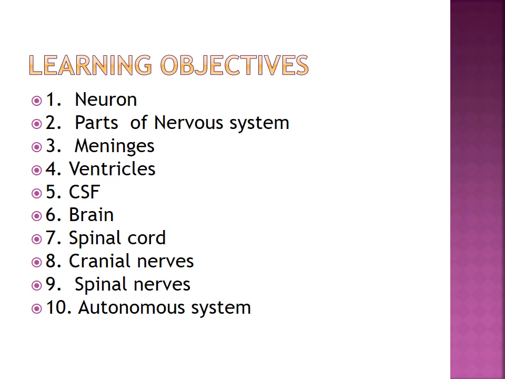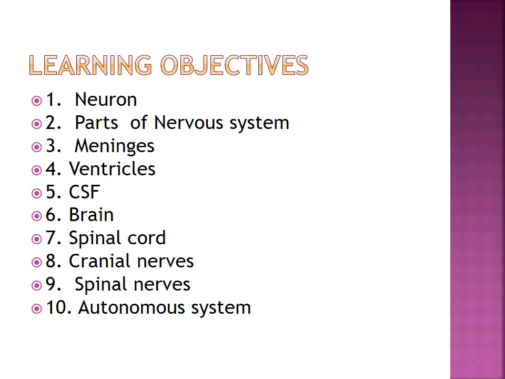First, the basic structure of the nervous system is the neuron. So all the things related to neuron: what is the structure, function, and classification of neuron. Then parts of the nervous system. The nervous system is divided into three parts, that is central, peripheral, and autonomous. That we will study in detail.